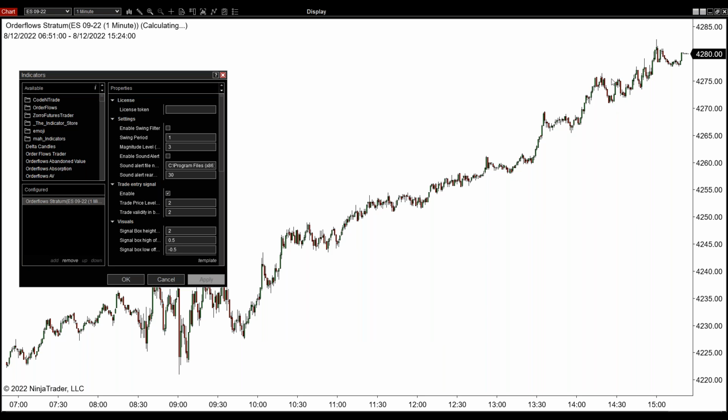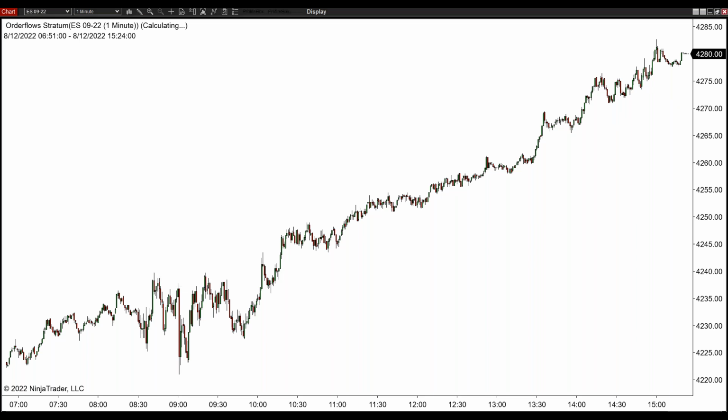We got this nice rally going on late in the day here, where it's hard to believe 4280. Gosh, acting up a bit slow right now. But again, you can use different time frames.